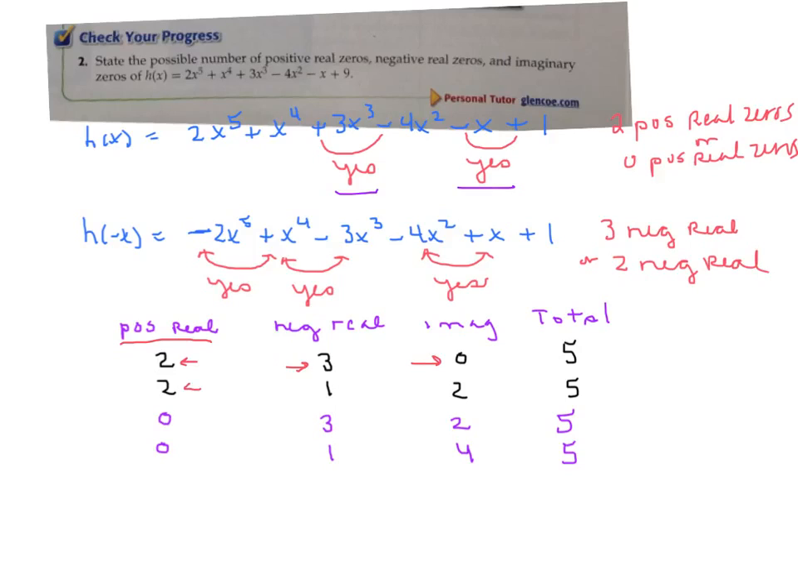There could be 2 positive reals and just 1 negative real, which means to total 5 there would have to be 2 imaginaries. There could be 0 positive reals and 3 negative reals and 2 imaginaries to give us the total of 5, or 0 positive reals, 1 negative, which would leave us with 4 imaginaries. Remember, imaginary zeros always travel in pairs of complex conjugates, so you'll always have an even number of imaginary zeros.